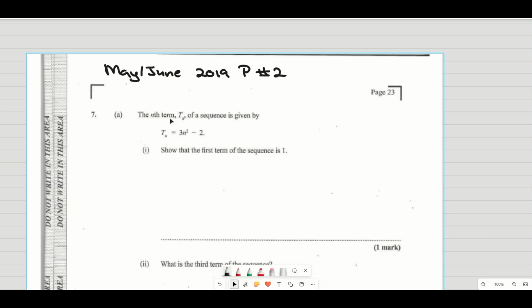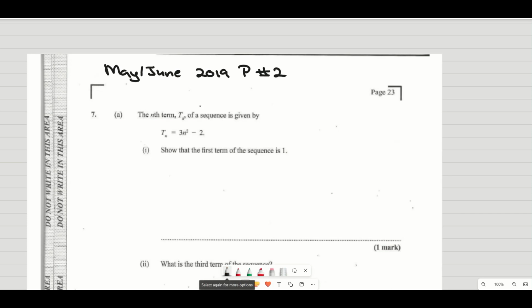They said the nth term Tn of a sequence is given by, so they gave you the formula for the nth term. Usually we are accustomed to saying an is equal to whatever, but in this case they told you it's Tn, the nth term. Show that the first term of the sequence is 1.